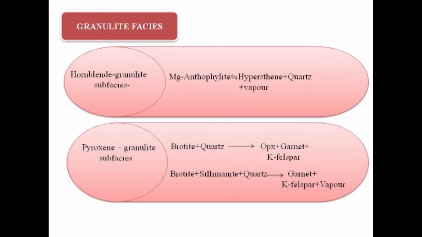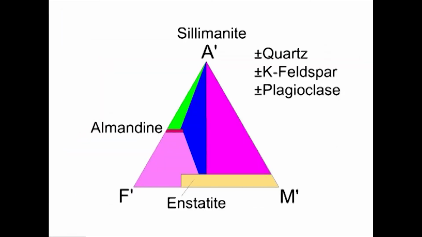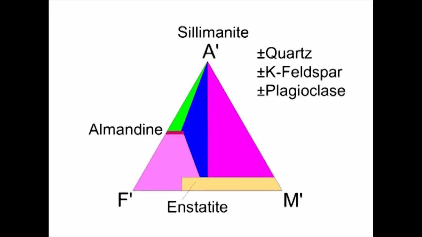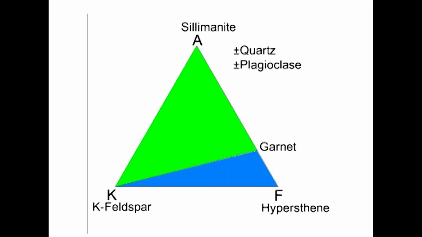The assemblages are: first, sillimanite, almandine garnet plus or minus potash feldspar plus or minus plagioclase plus or minus quartz, sillimanite almandine gneisses. Second is your sillimanite almandine plus or minus cordierite plus or minus potash feldspar plus or minus plagioclase plus or minus graphite quartz, known as khondalite. The third is your almandine plus or minus hypersthene plus or minus potash feldspar plus or minus plagioclase plus quartz, also known as almandine hypersthene gneiss or garnet bearing charnockite.